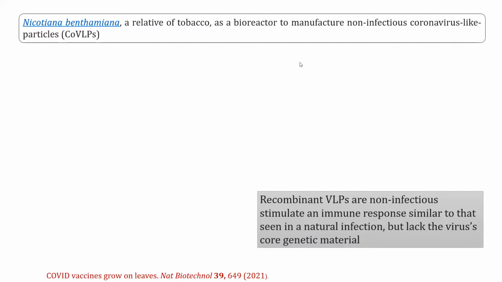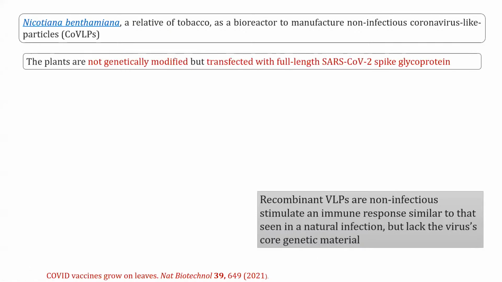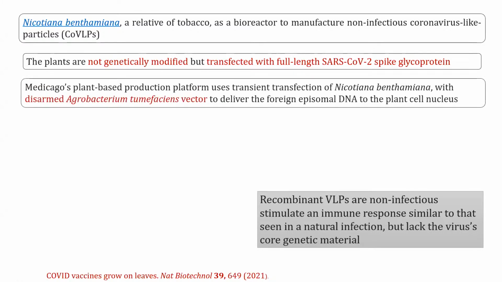They have used Nicotiana benthamiana, which is a relative of tobacco, as a bioreactor to manufacture a non-infectious coronavirus-like particle, CoVLP. Okay. So the plant is not genetically modified. They have transfected the plant with a full-length SARS-CoV-2 spike glycoprotein. So they are not modifying the plant, but they are transfecting it with a full-length SARS-CoV-2 glycoprotein.